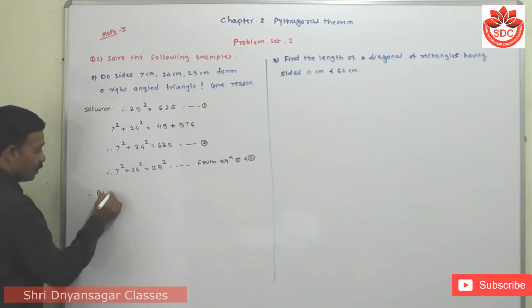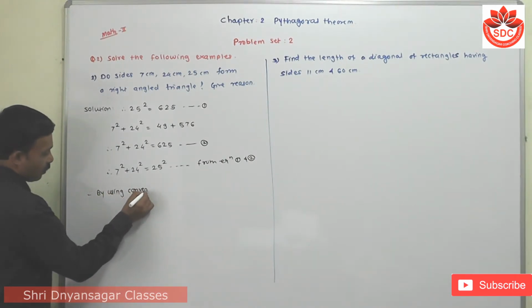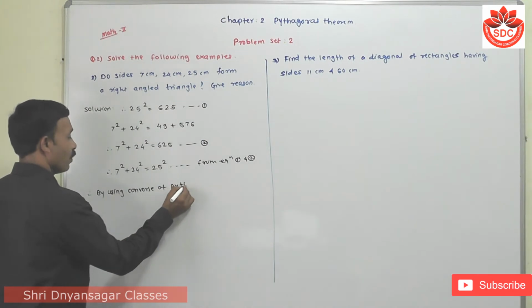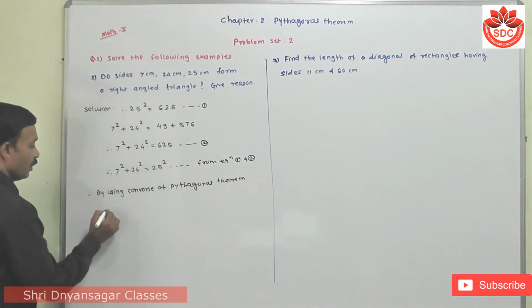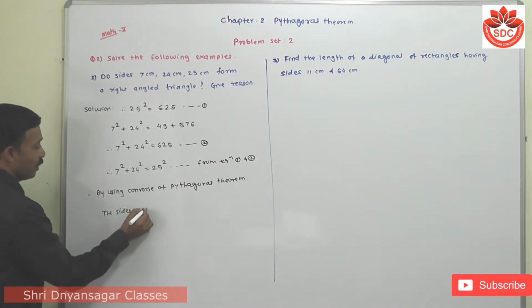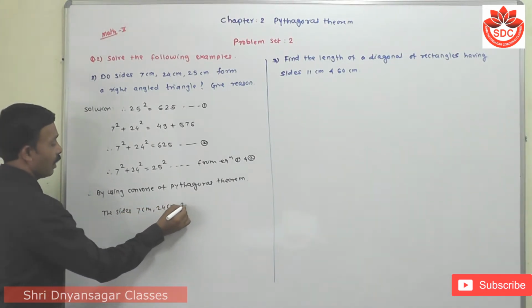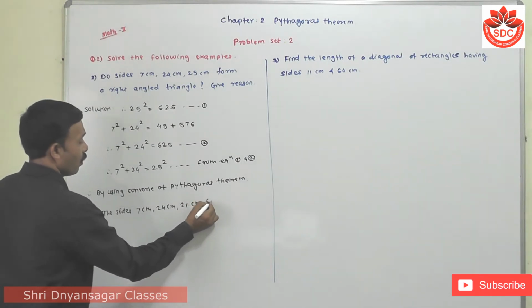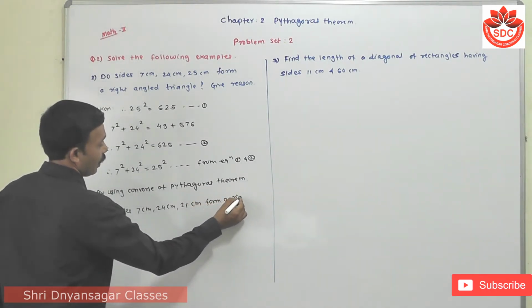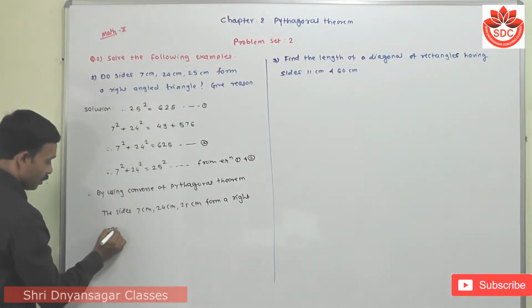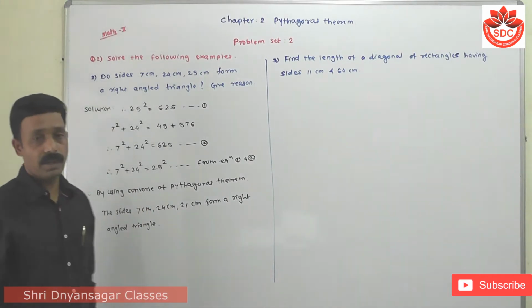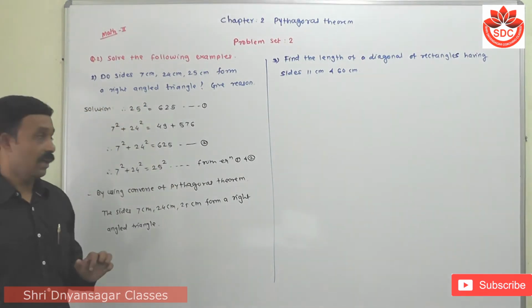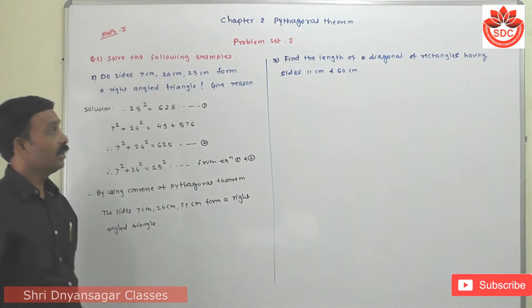Therefore, by using the converse of Pythagoras theorem, the sides 7 cm, 24 cm and 25 cm form a right angle triangle. This is the reason: by using the converse of Pythagoras theorem, this is a right angle triangle. Okay. Then we see the third sub question.